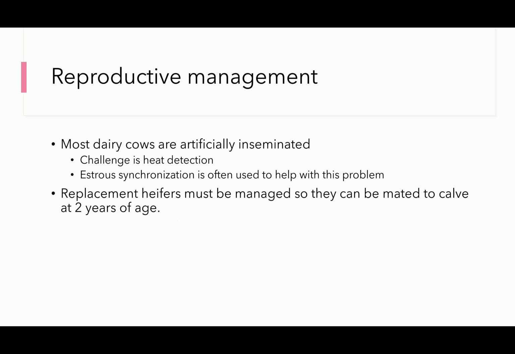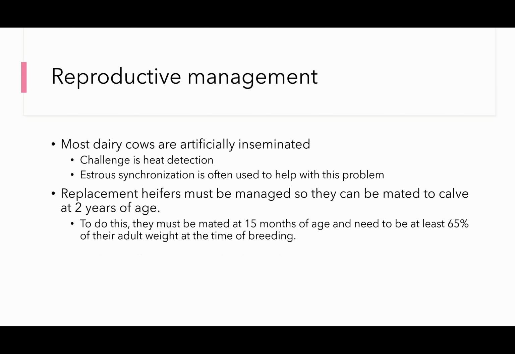Now, cows when they're heifers, or replacement heifers, means that they are going to soon go into the herd and be the next milking cows. When they're young, they have to be managed to mate and then have their first calf by 2 years old. That's the normal industry standard. Therefore, they'd have to be mated successfully by 15 months of age. And when they do this, they have to be at least 65% of their mature weight to be able to successfully become pregnant, carry the calf, have a calf, and efficiently go through that first milking cycle.